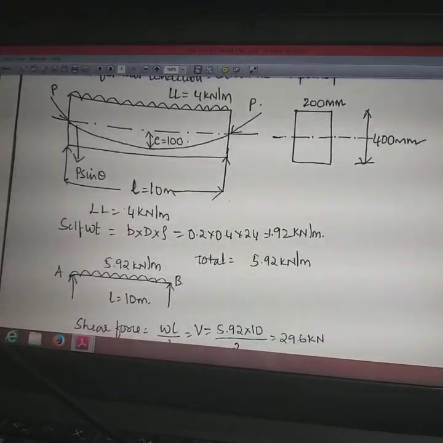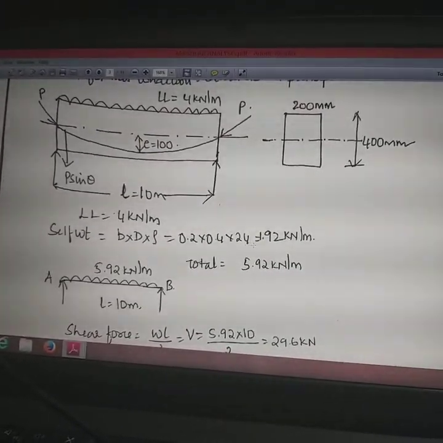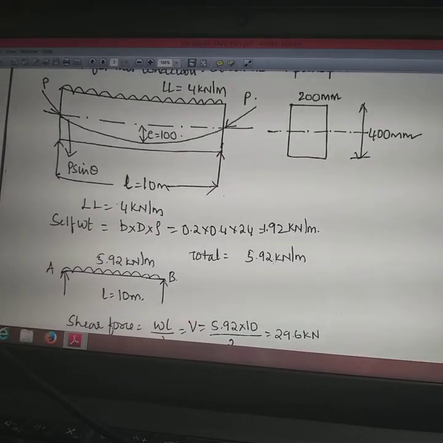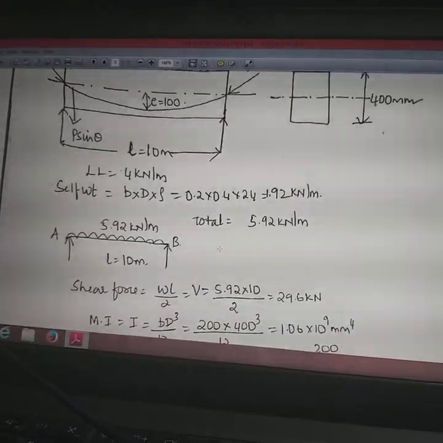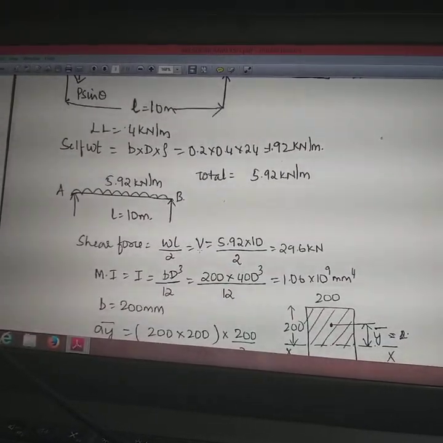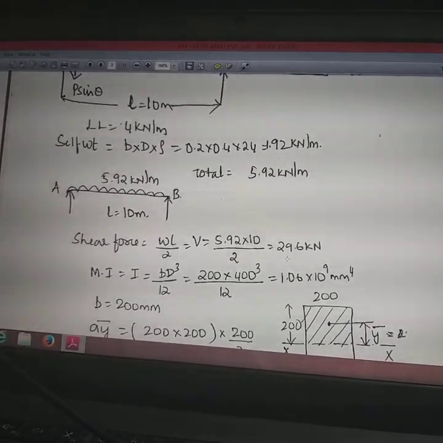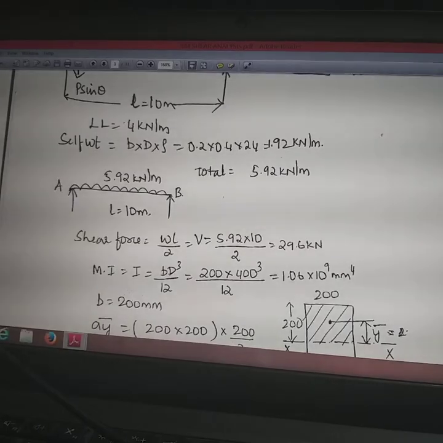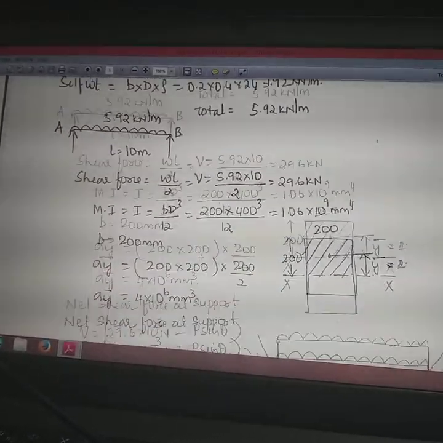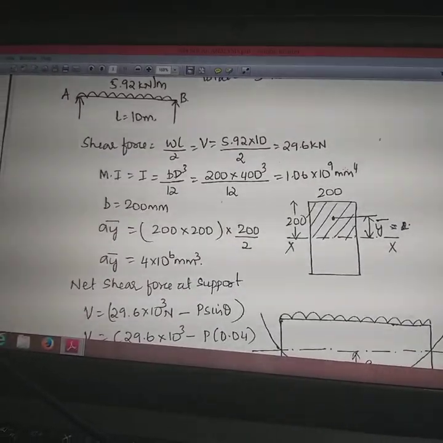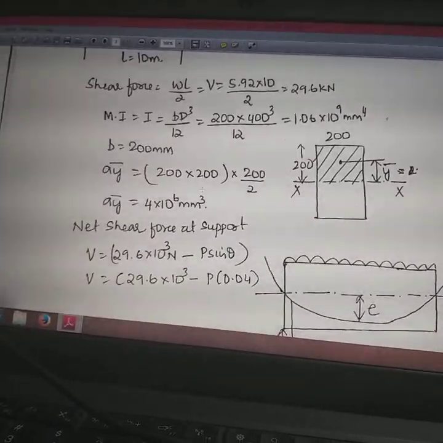Compute the self weight. So 0.2 into 0.4 into 24 will give you the self weight. Compute the total load acting on the beam and what is the shear force. The shear force is WL by 2, and you will get it as 29.6. Moment of inertia for a rectangular cross section is BD cubed by 12. And calculate the first moment of area.